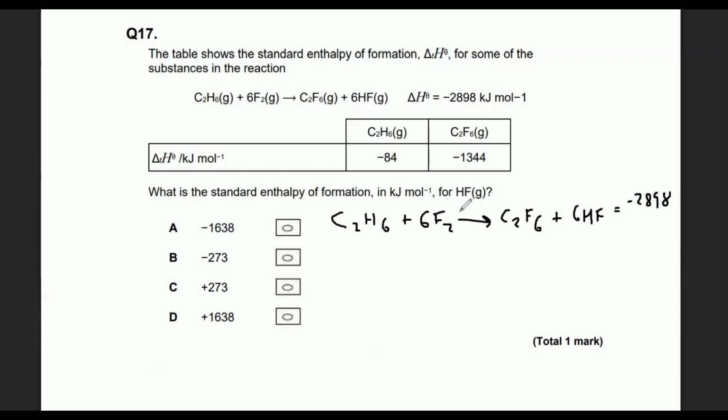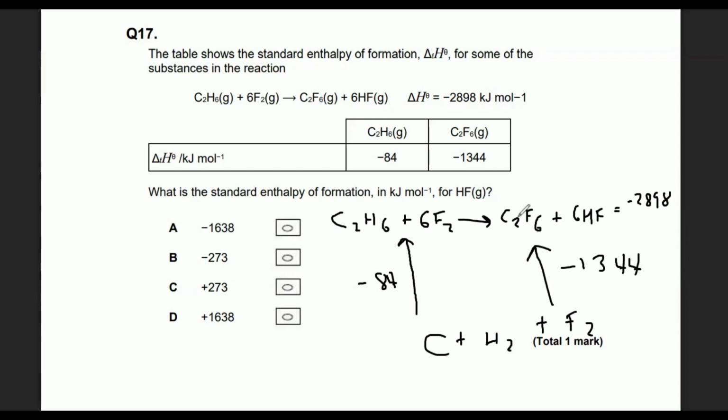So now this route is equal to minus 2898. Okay, that route. We've been given enthalpy of formation. So if I'm to form C2H6 from its elements, it's minus 84. If I'm to form C2F6 from its elements, it's minus 1344. I've got no coefficients. Thank you, Lord.